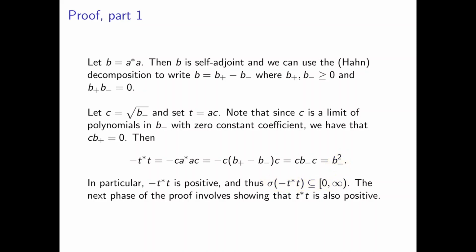Now our next phase of the proof involves showing that plus t star times t is also positive. Because once we have that this is positive and we have that this is positive, then we can prove that they have to be 0.